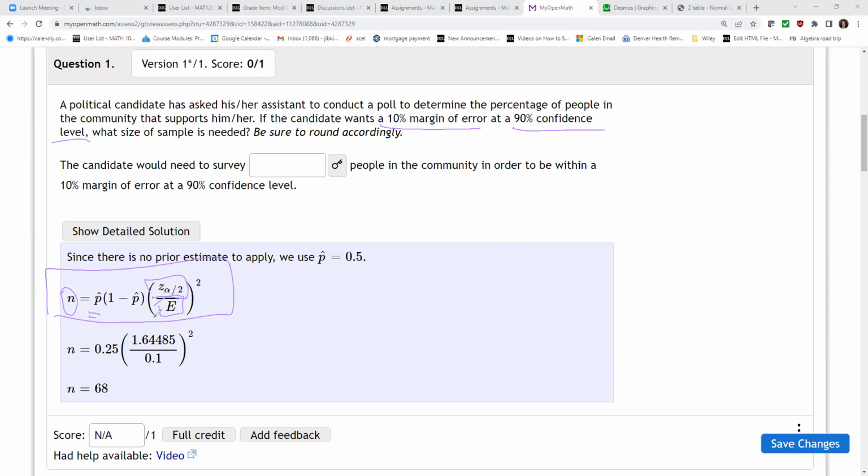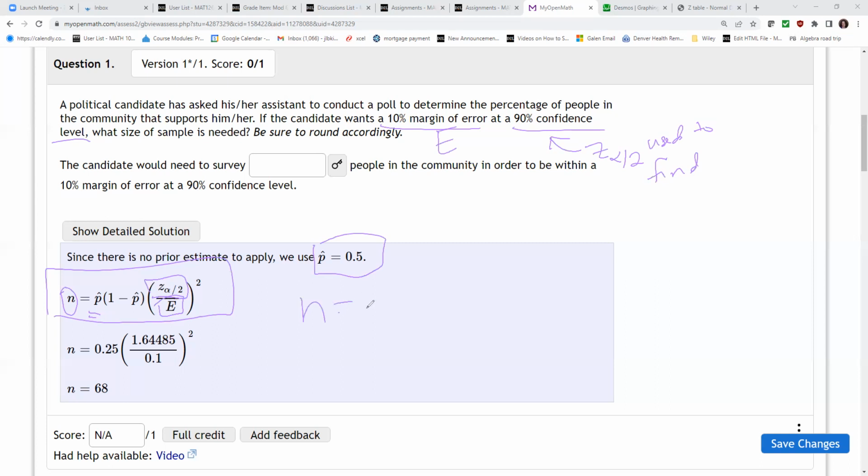So the e is our margin of error. That's our 10%. The z alpha over 2 comes from the 90%. So this is not it exactly, but this is what we use to find it. And then our p hat we're not given. And so when you don't have it, you always just use 0.5 as an estimate.